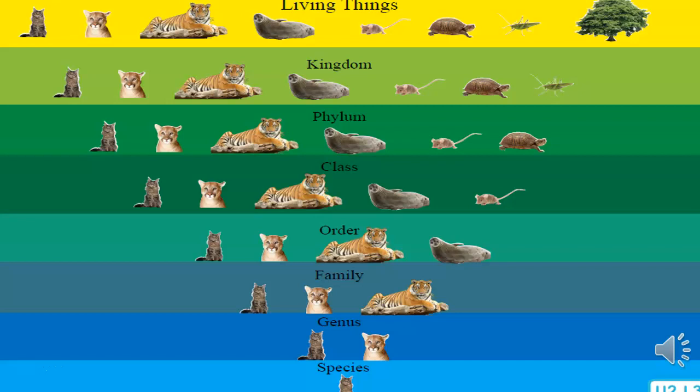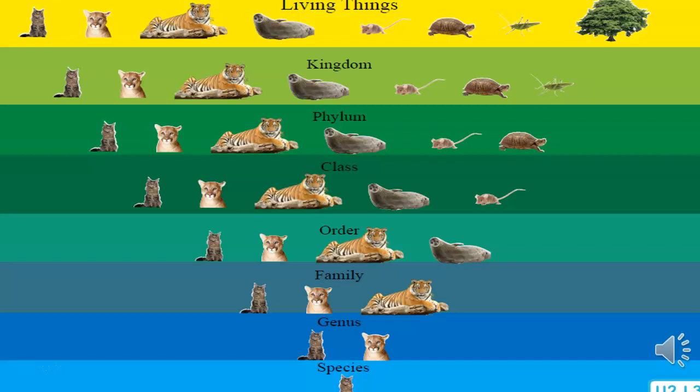In looking at the class row, you may notice that the turtle is no longer included. The turtle is in the reptile class, and all of the other animals shown are mammals. In the row labeled Order, the mouse is not included because it is not a carnivore like the other animals shown. What's true about all the animals on the next row? Family. That's right. They are all different types of cats.